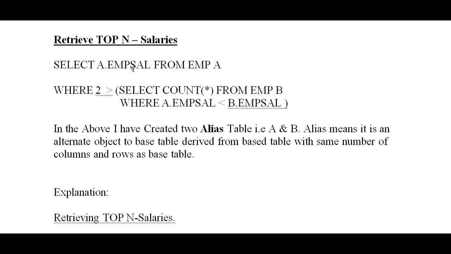Select a.emp salary from emp a where 2 is less than select count star from emp b where a.emp salary is less than b.emp salary. Here it can be an n, so you can find up to n salaries. First of all, in this query I'm trying to find the second max salary.